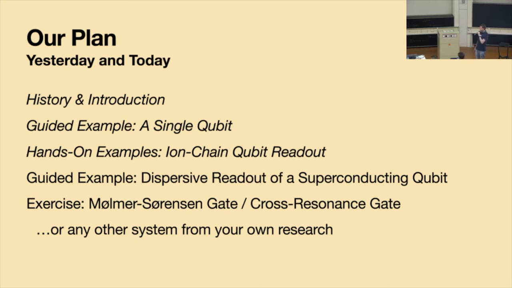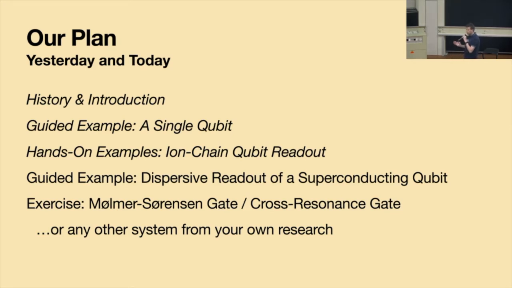And today we're going to continue in the same spirit. Christoph will show you a guided example in the beginning, this time a dispersive readout of a superconducting qubit. We'll also again have some little tasks for you to fill in the notebooks, and I'll show you where to get the exercise and guided example notebooks again for today. And lastly, we'll have a hands-on exercise session where we've prepared two interesting systems, basically CNOT gates: once the Mølmer-Sørensen gate, where you implement this for ion chains, and once a cross-resonance gate, where you implement this for superconducting qubits.